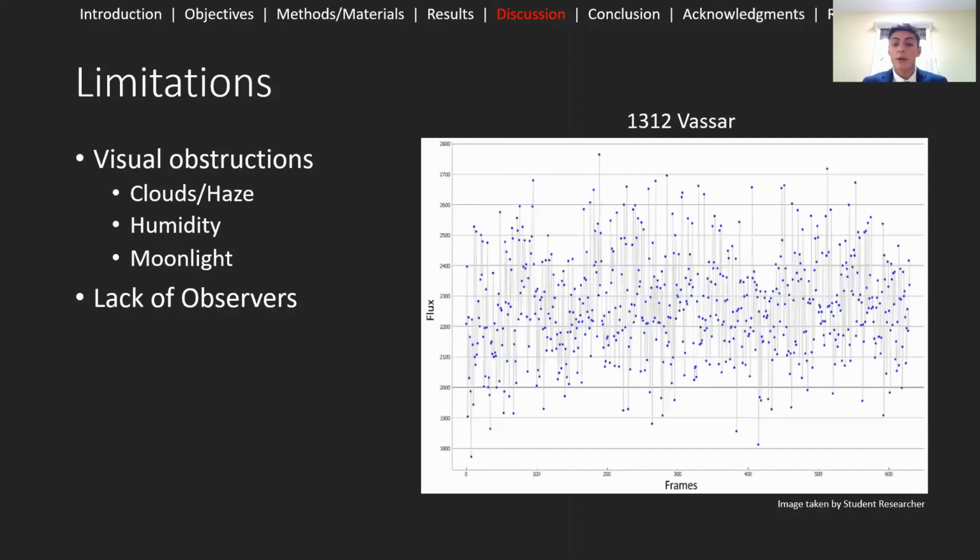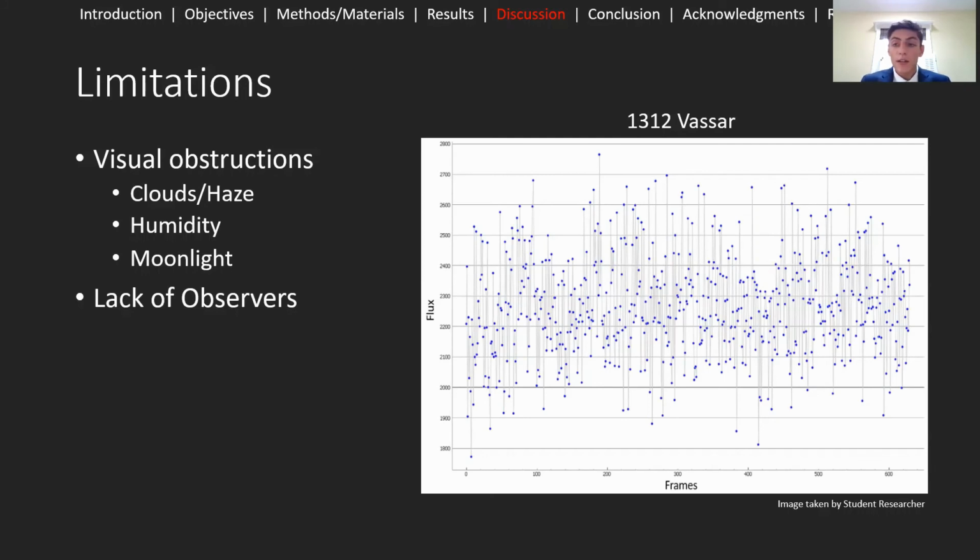Some limitations that I mentioned before in my study were visual obstructions. These visual obstructions included clouds, haze, humidity, and moonlight, all of which were present in the asteroidal occultation of 1,312 Vassar, seen here on the right of the slide. Now, due to all of these obstructions being present, I was unable to mark disappearance and reappearance regions and unable to conduct a normalization of the data as there was just too much noise. So, due to this, I had to record a null event or a miss.